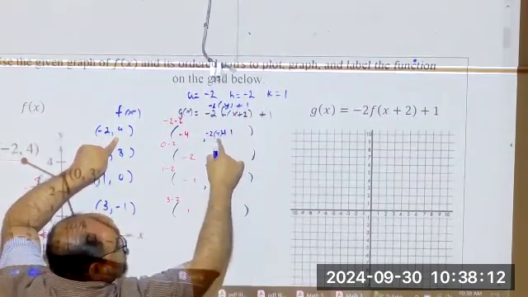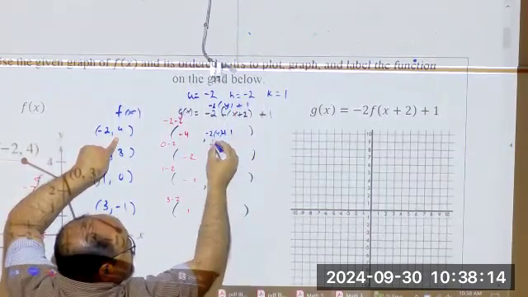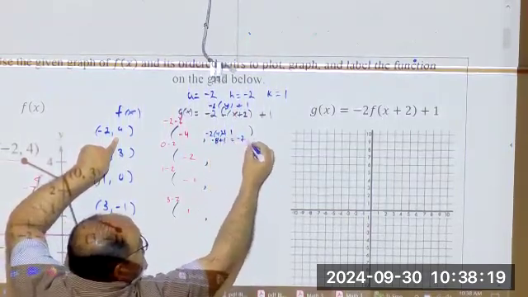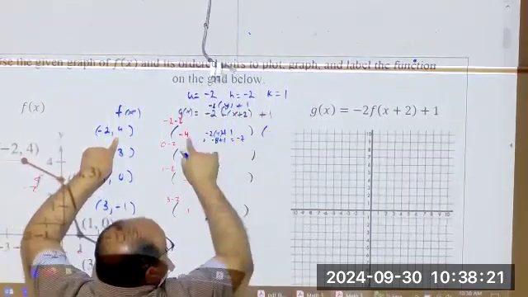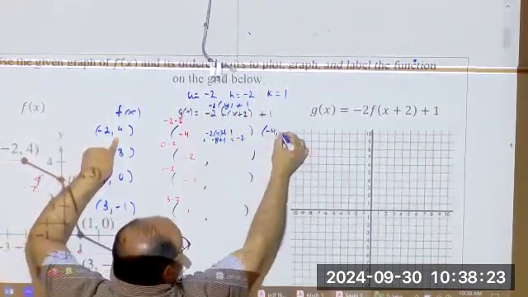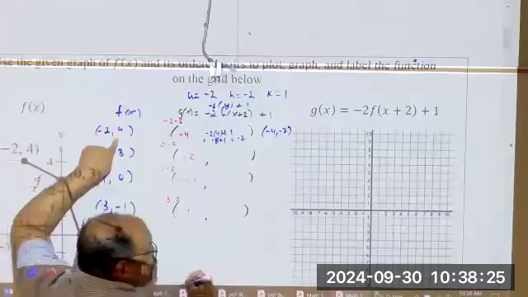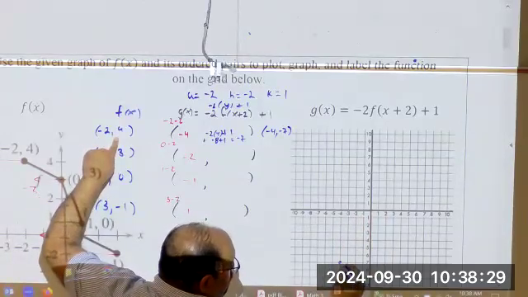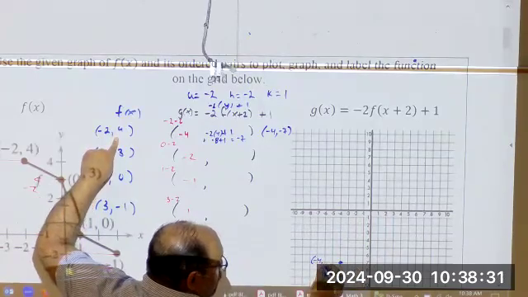So -2 times 4 is -8. -8 plus 1 is equal to -7. So this ordered pair is going to be -4, -7.